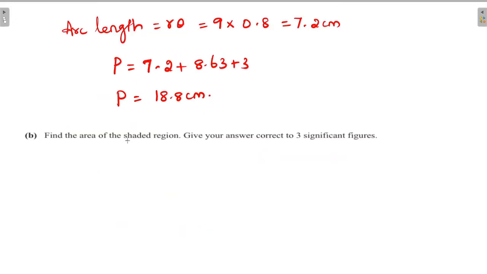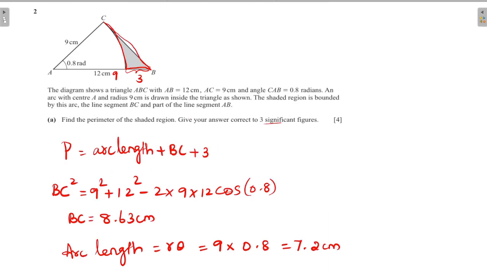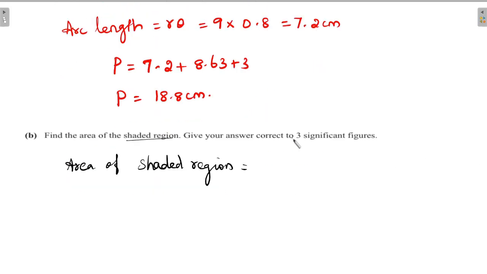Find the area of the shaded region. The area of the shaded region is, let's see the shaded region, the area of the entire triangle minus the area of the sector. When we remove the area of the sector from the triangle, we can find the area of the shaded region. So area of triangle minus area of sector.